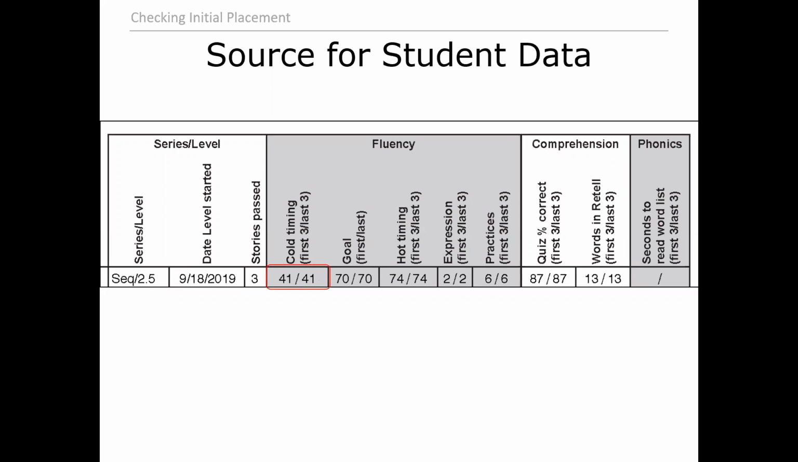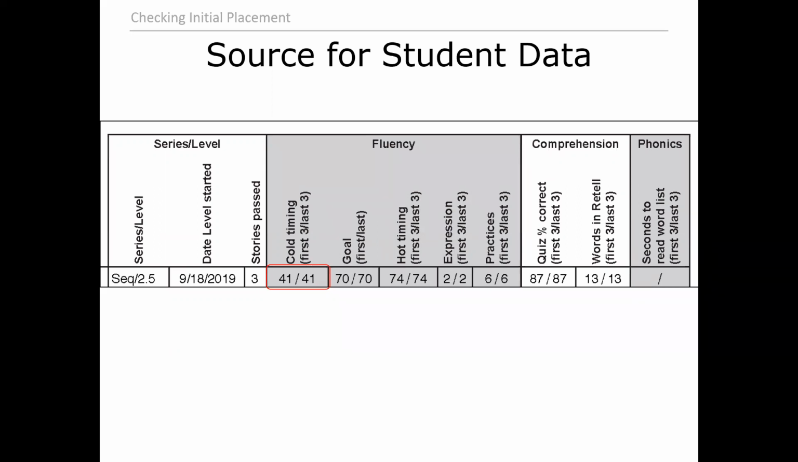You see the first number in the column is how the student did after 3 stories. So it is the average words correct per minute score on the first 3 stories the students worked in that level. The second number is the average cold timing score of how the student did on the most recent 3 stories in the level. If your student has passed 3 or fewer stories, these numbers will be identical because their first 3 stories are their most recent 3 stories.